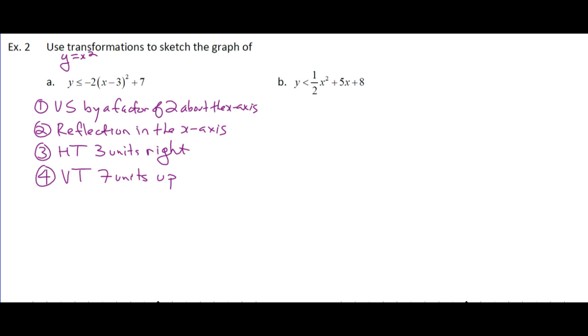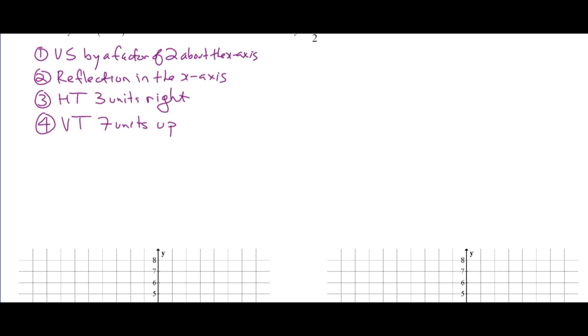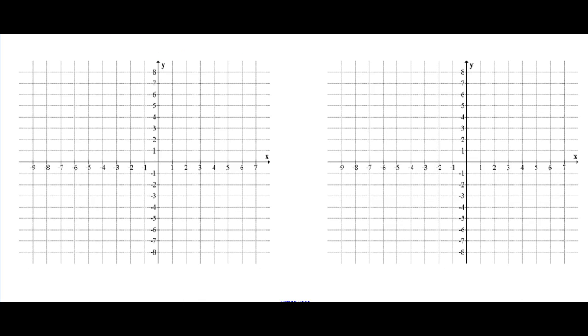Okay. All right, so we got a grid down here, right? Okay, so what are we going to do? Well, oops. So let's put our vertex down, 3, 7. Which way do we open? Down. And we are vertically stretched by a factor of 2. So if I move 1 unit this way, where should I go? 2 units down. Okay, and by symmetry, then I'm going to do that on the other side.